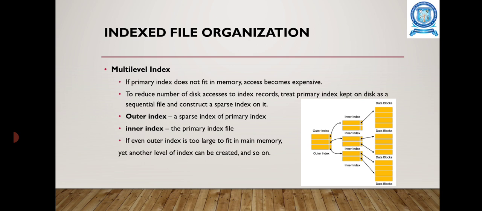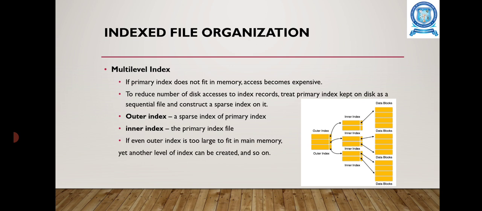Next is the multi-level index. If the primary index does not fit in memory, access becomes expensive. To reduce the number of disk accesses to index records, treat the primary index kept on disk as a sequential file and construct a sparse index on it. Here two indexes are used: the outer index, a sparse index of the primary index, and the inner index, the primary index file.